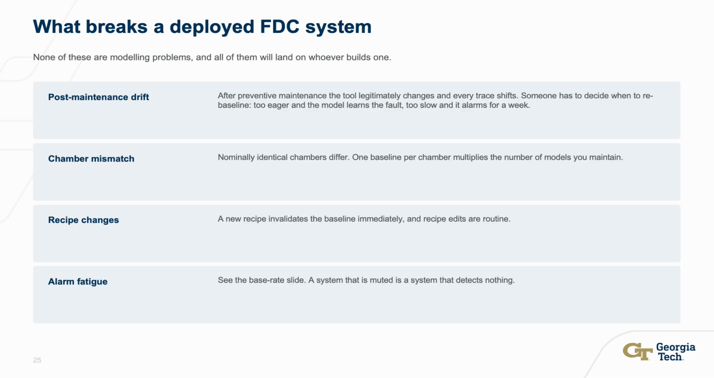Chamber mismatch. Nominally identical chambers are not identical. One baseline per chamber is usually necessary, and it multiplies the number of models you maintain, which is an operations problem rather than a modeling one. Recipe changes. A recipe edit invalidates the baseline immediately, and recipe edits are routine. Alarm fatigue, which we did the arithmetic for. A muted system detects nothing. I put this slide near the end deliberately. The modeling part of FDC is a dozen lines. The part that determines whether it is still running in a year is everything on this slide.